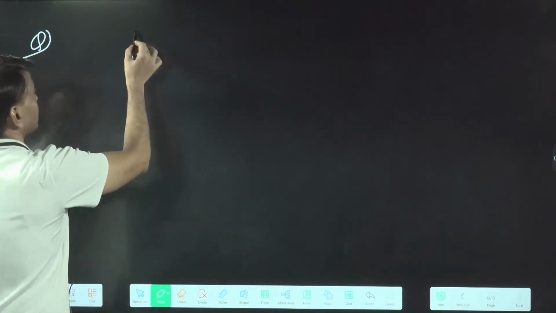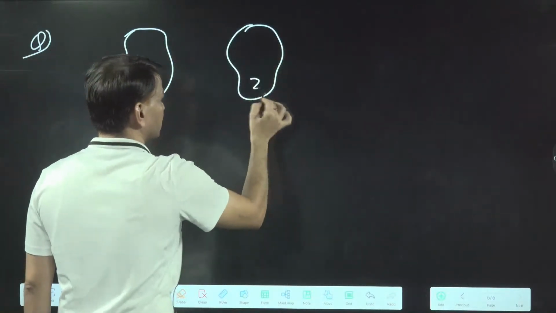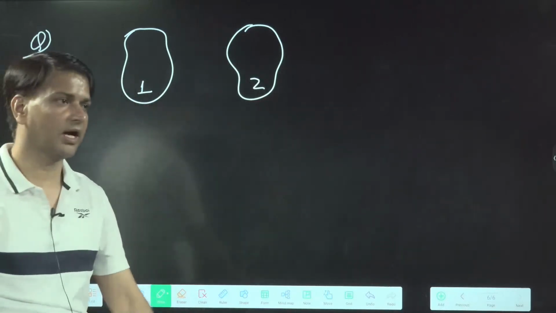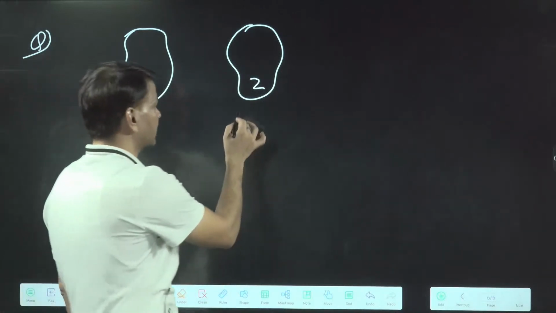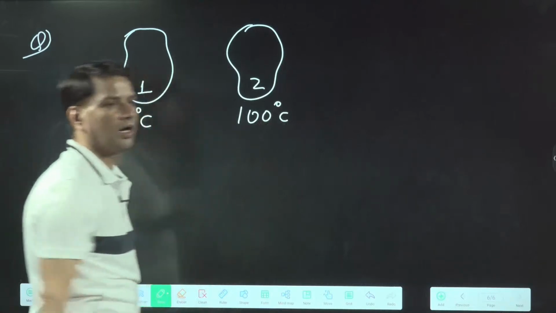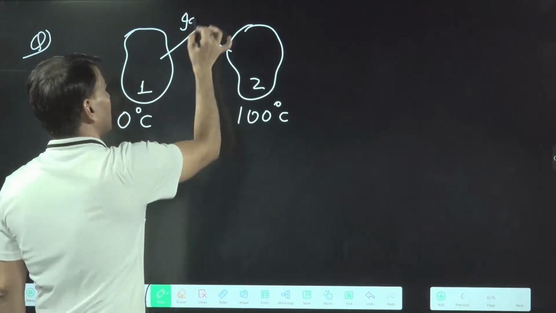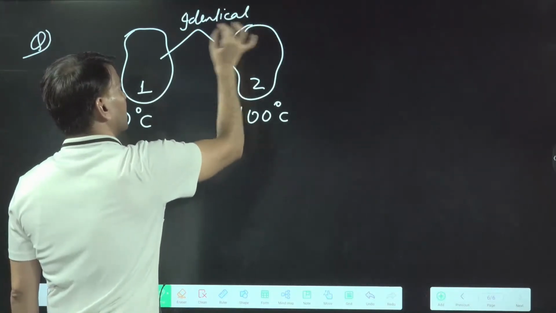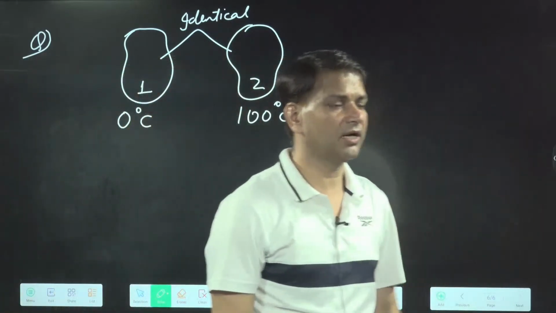So one small question. Suppose you have two bodies, 1 and 2. They are identical bodies. One body is at the temperature 0 degrees C and the other body is at the temperature 100 degrees C.